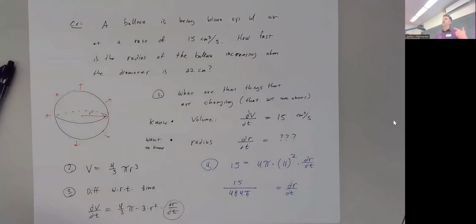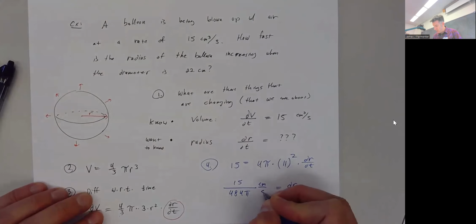What should my units be if I'm asking how a radius is increasing? Should it be centimeters per second, centimeters squared per second, or centimeters cubed per second? Are we talking about a length, an area, or a volume? If you're talking about the radius, a length. So it should be centimeters per second.